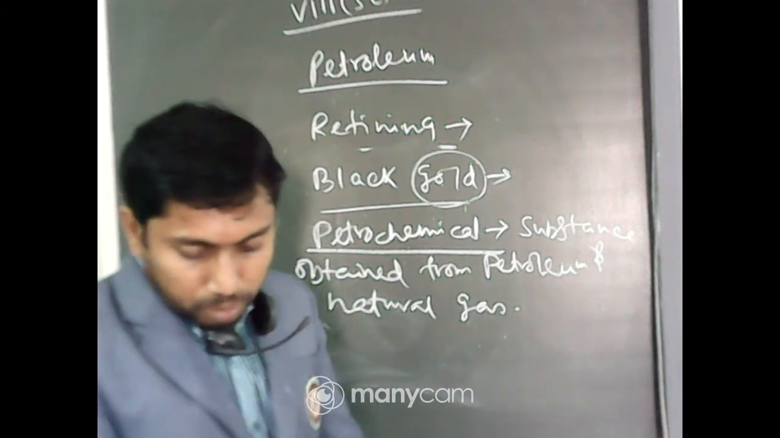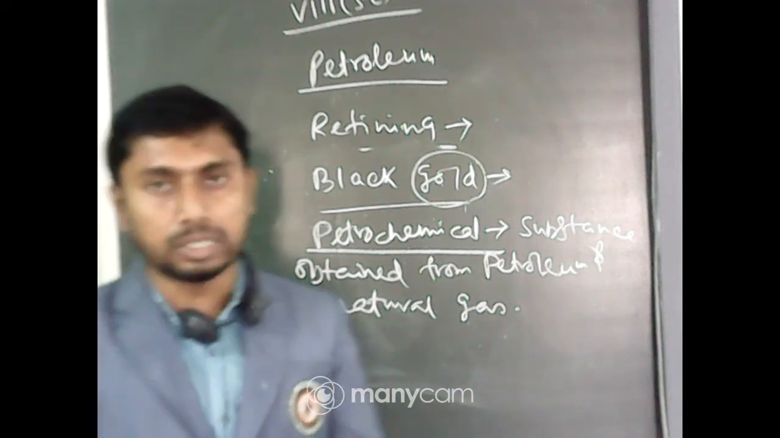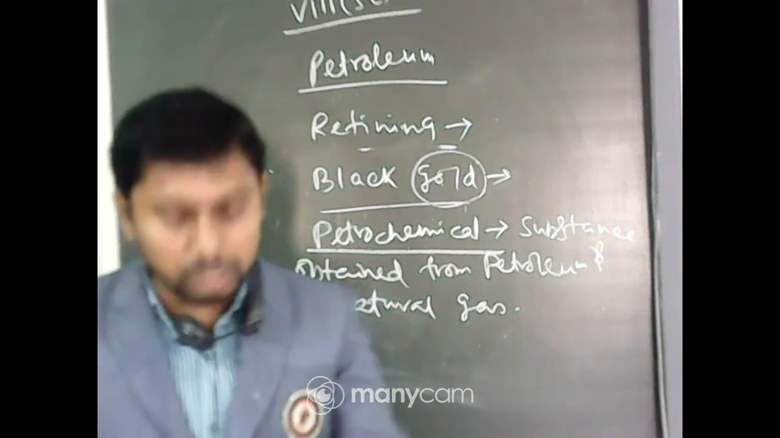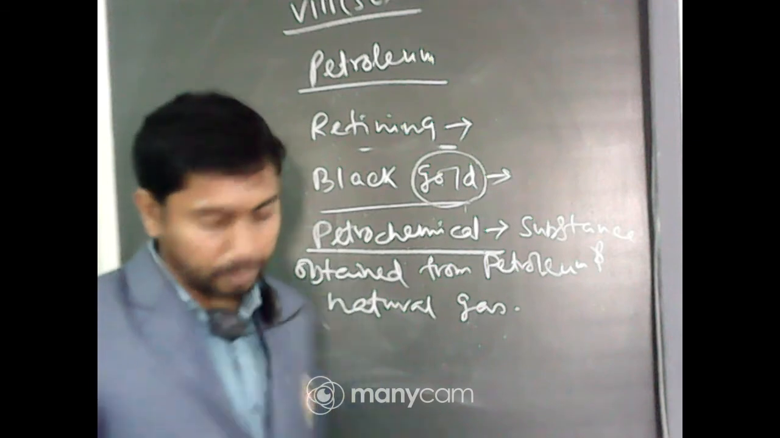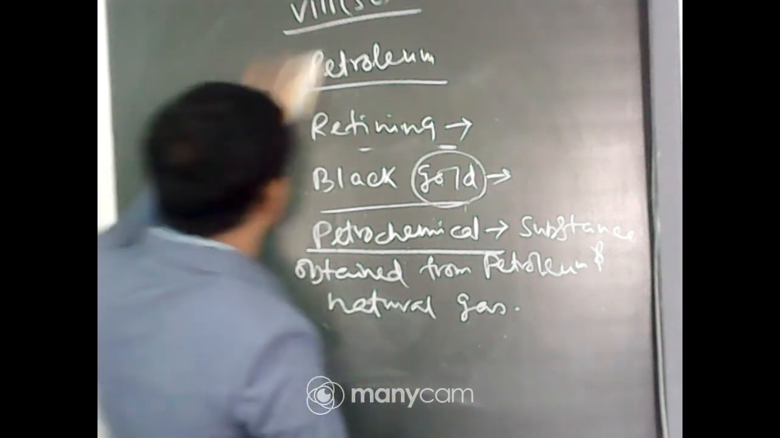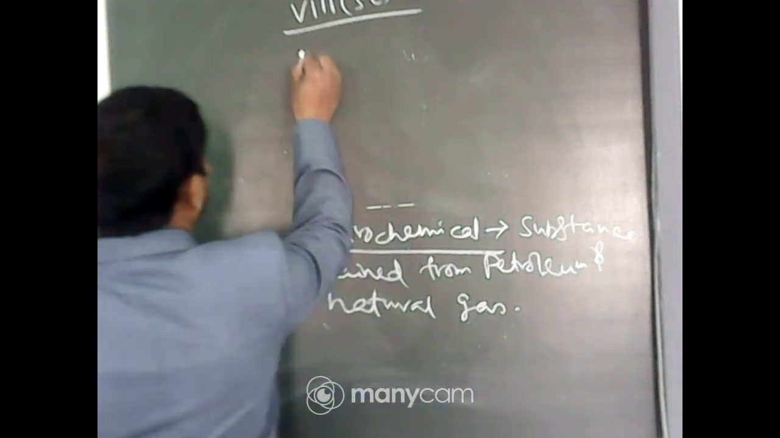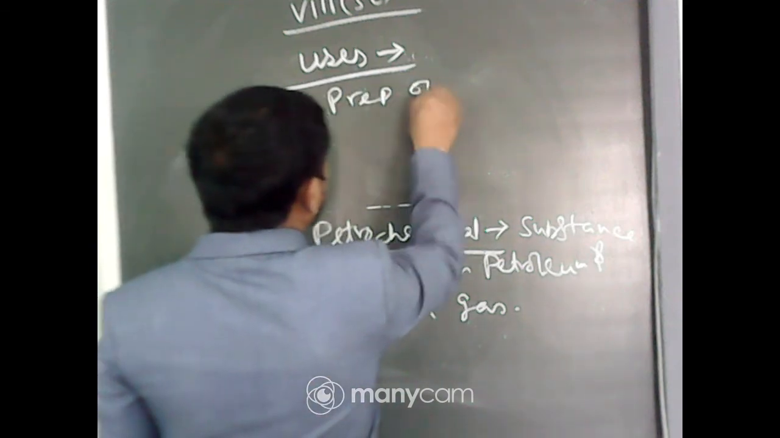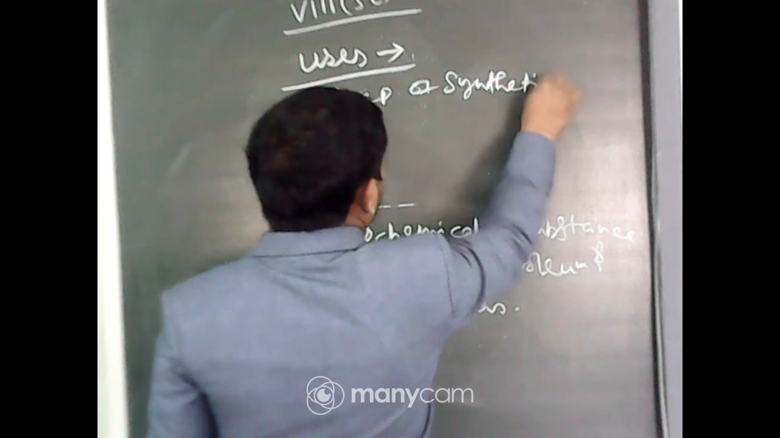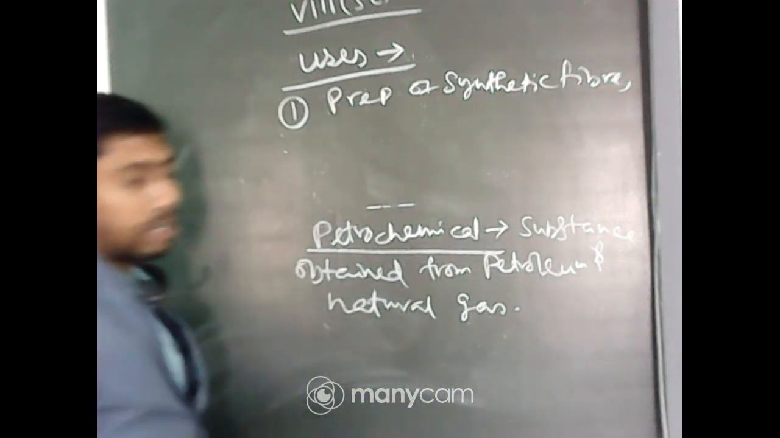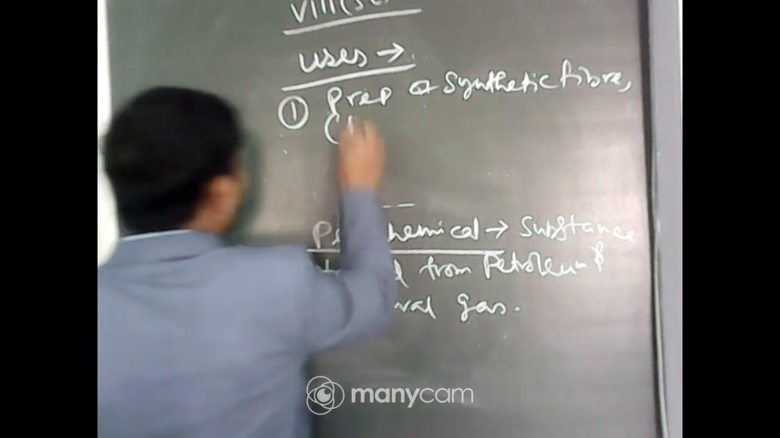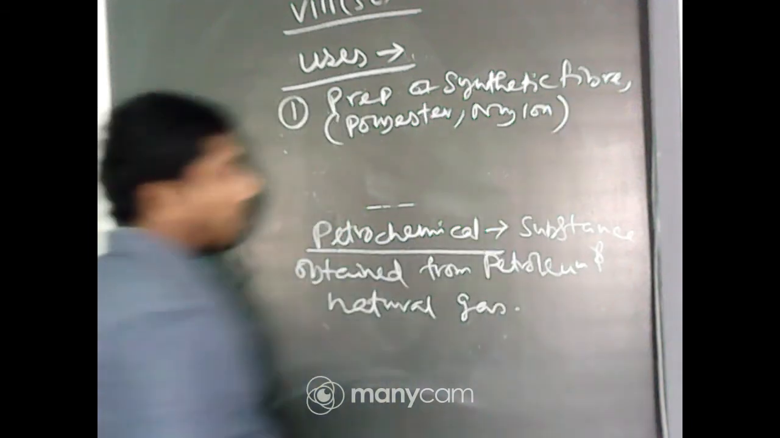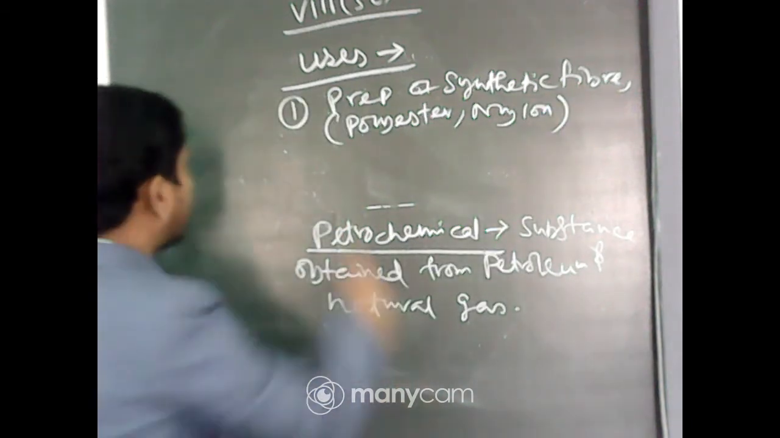Petrochemicals are used in manufacturing synthetic fiber, such as polyester, nylon, acrylic, etc. So what are the importance or uses of petrochemicals? Number one, preparation of synthetic fiber such as polyester, nylon, etc.